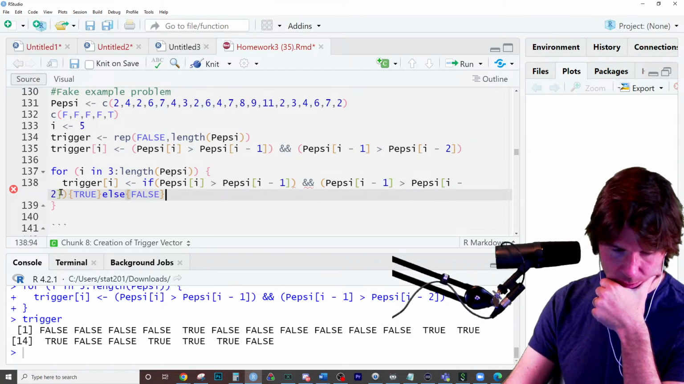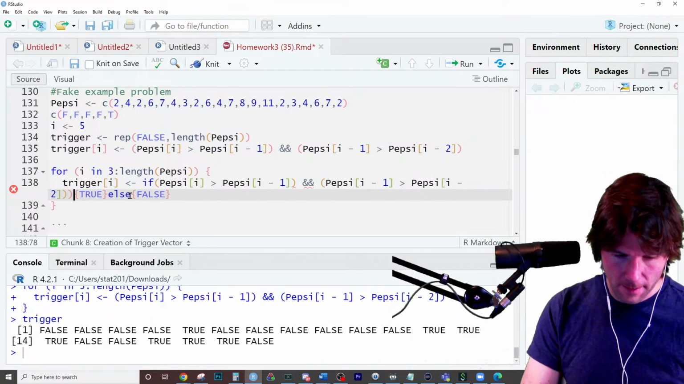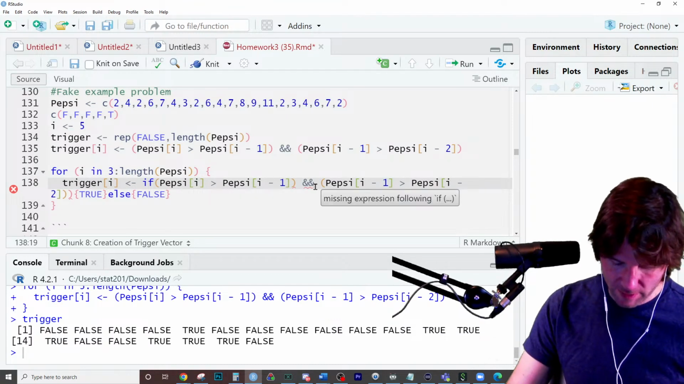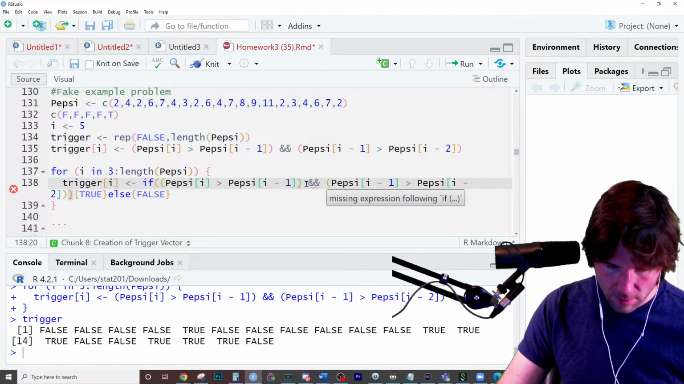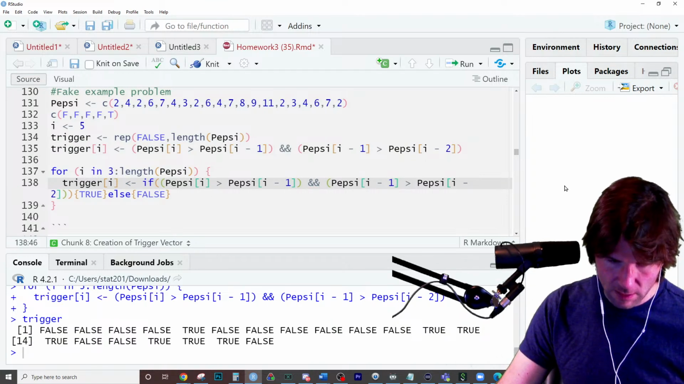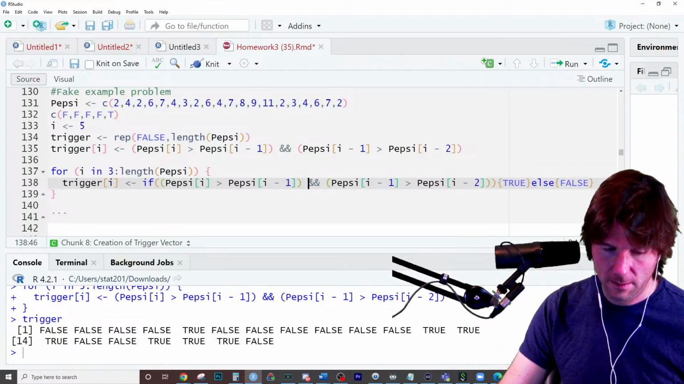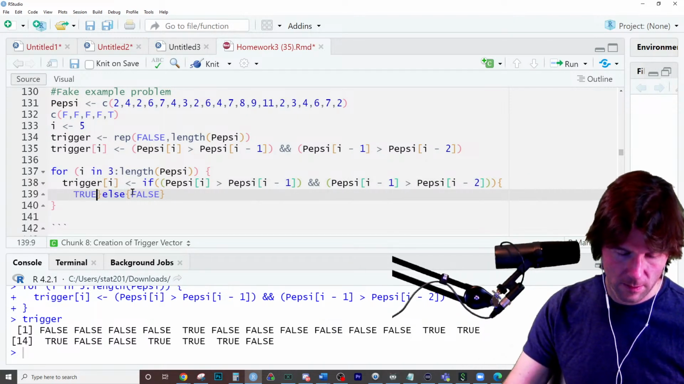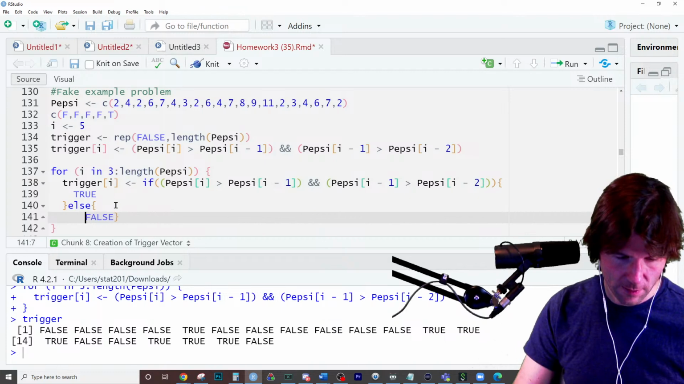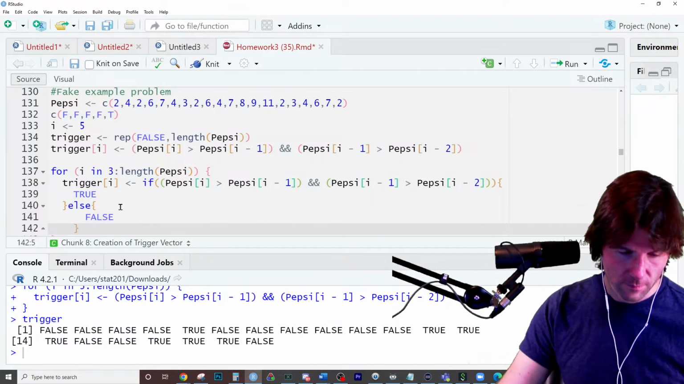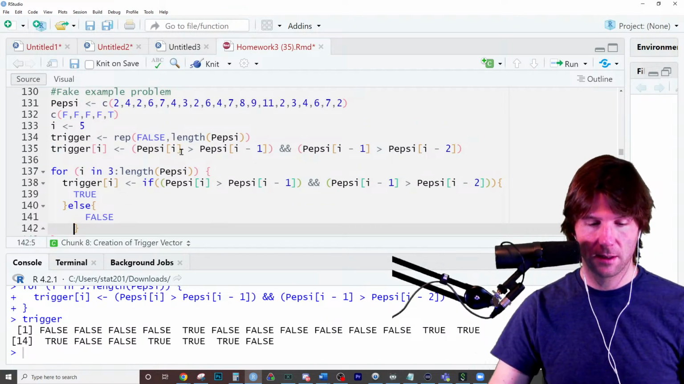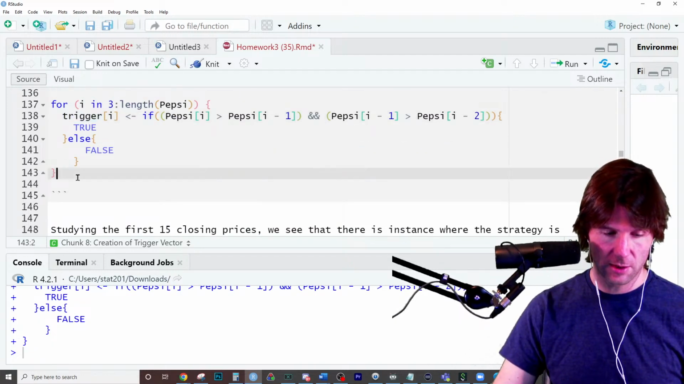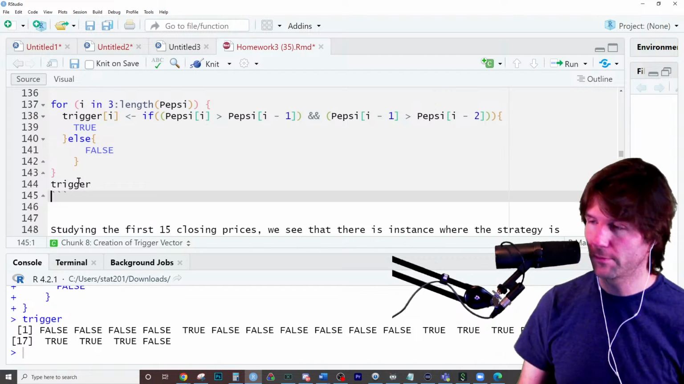If that right there, and then we need to open this up a little bit more. What's mad about the double and? If this, then true. Else, then false. Syntax on this a little bit odd. Let's rewrite our trigger vector right here. Let's run it. There we go. Same answer.